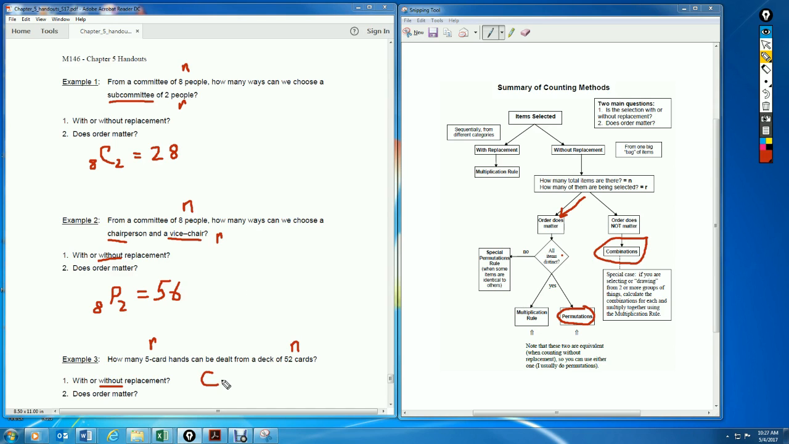So in other words, a combination of 52 objects taken 5 at a time. And if you do that on your calculator, you should find it's 2,598,960.